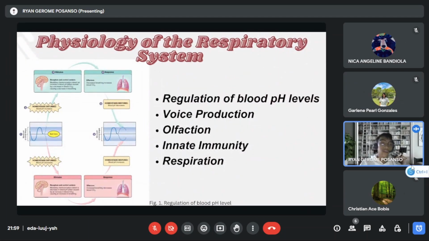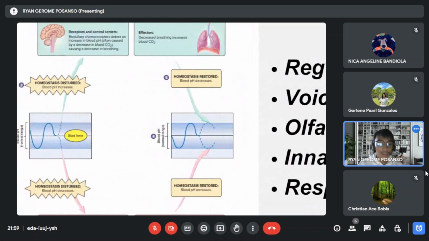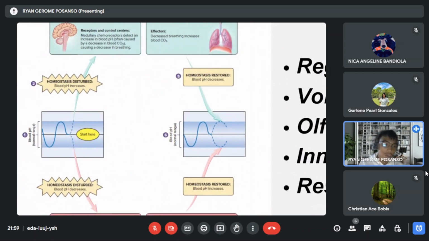Next is the physiology of the respiratory system, its main functions. First is the regulation of blood pH levels. How does the respiratory system regulate blood pH level? As we can see here in the picture beside it, the normal range of blood pH in our body is 7.35 to 7.45.